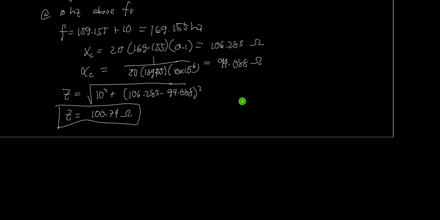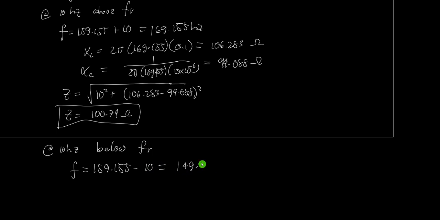And at 10 hertz below the resonant frequency, our f will be equal to 159.155 minus 10 instead of plus. So this will be 149.155 hertz. And we repeat the process.